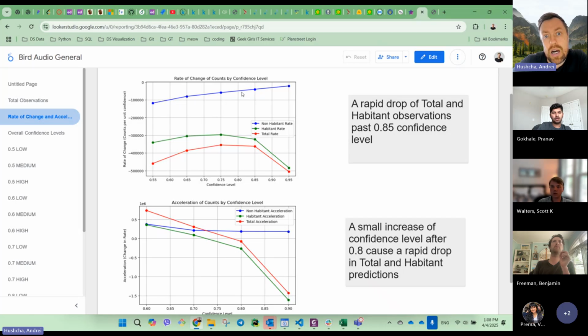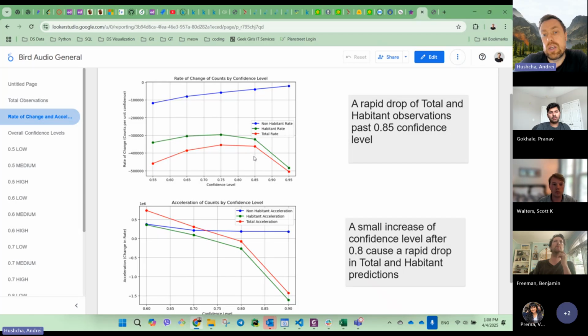It's going upward, slowly, and it means that with the lifting of the confidence level, the number of changes is getting down, but still we have some numbers. And in the case of the green and red lines, habitant rate and total rate, we see a rapid drop actually at 0.85, and it starts at 0.75.